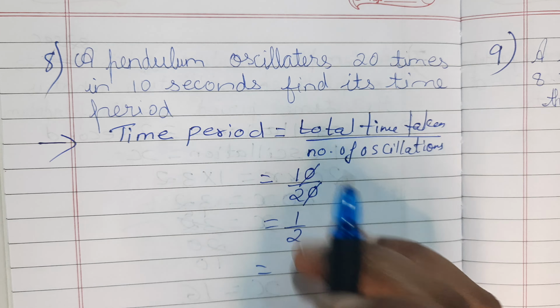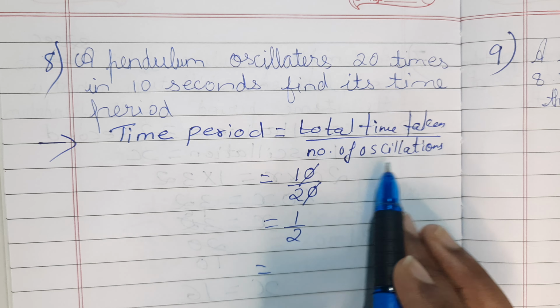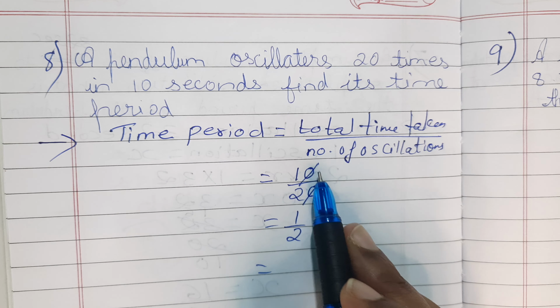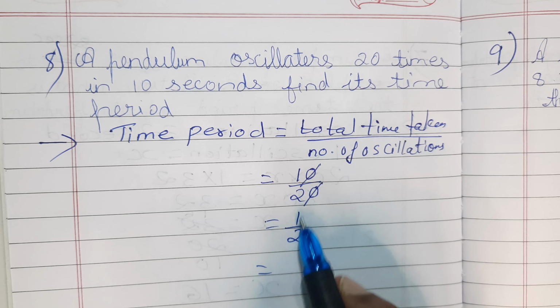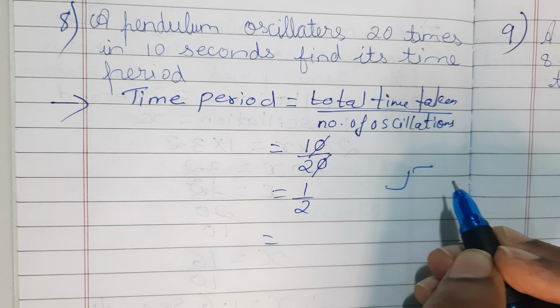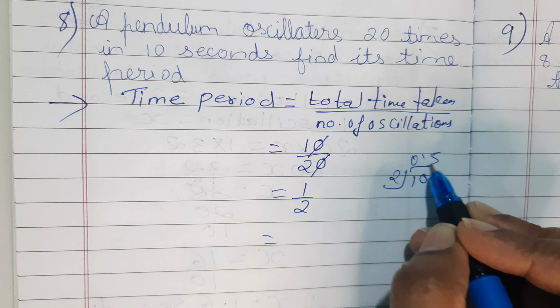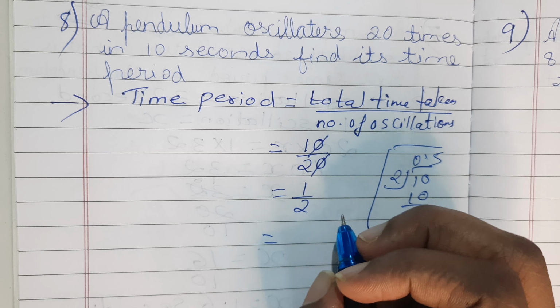okay, here it is given a pendulum oscillates 20 times. So number of oscillations is 20 and total time taken is 10 seconds. So 10 upon 20 I have done. I got 1 upon 2, 0 will get cancelled. I got 1 upon 2. If you divide this and see somewhere in the corner, you will get 0.5. So 0.5 will be your answer, 0.5 seconds.